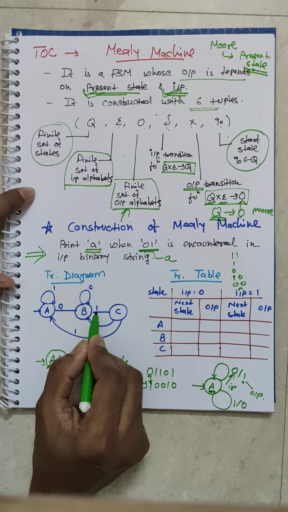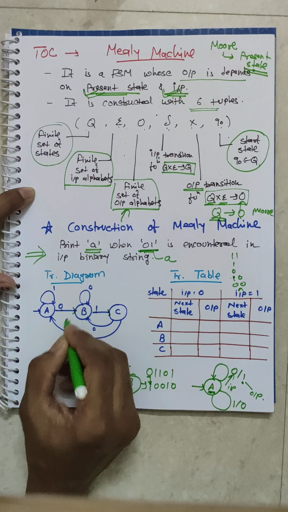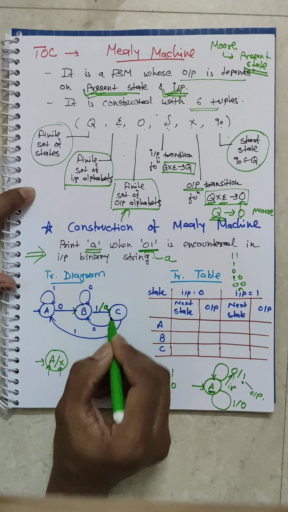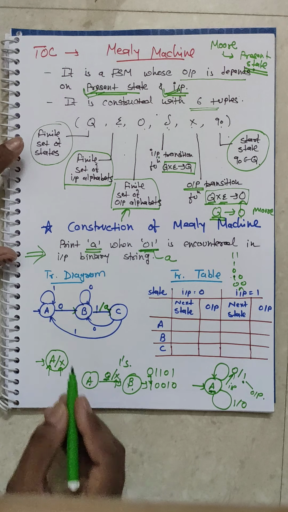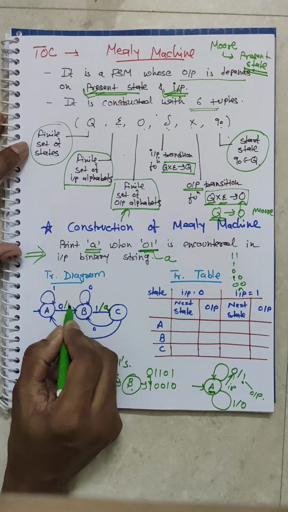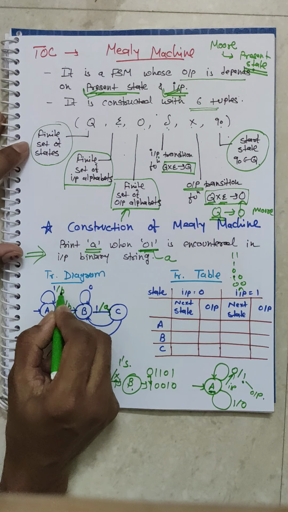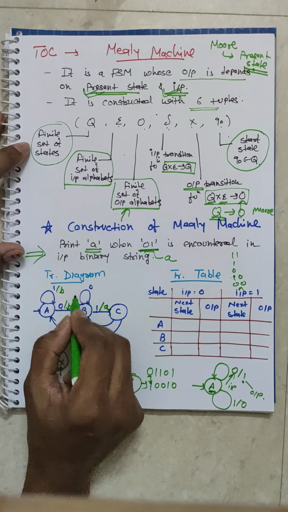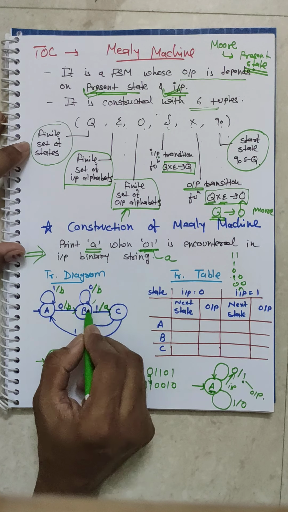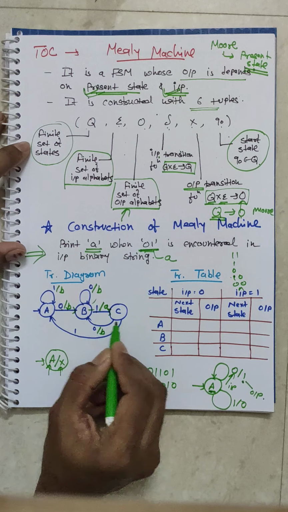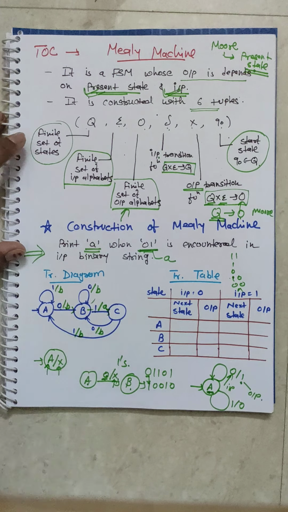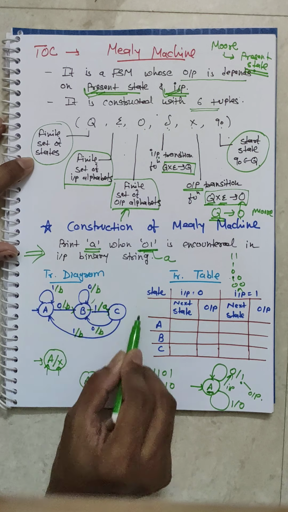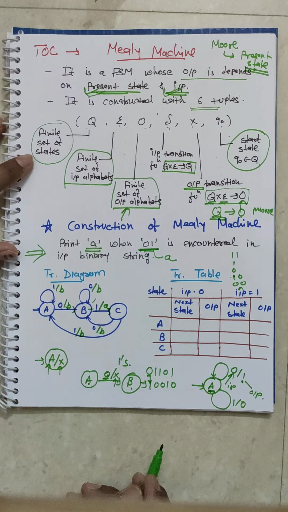So 0 then 1, 0 then 1 gives the output A. Only 0 gives B, 1 gives B, 1 1 1 gives B, 1 0 gives B, 0 0 gives B, 1 1 gives B. Okay, so only 0 1 gives A.